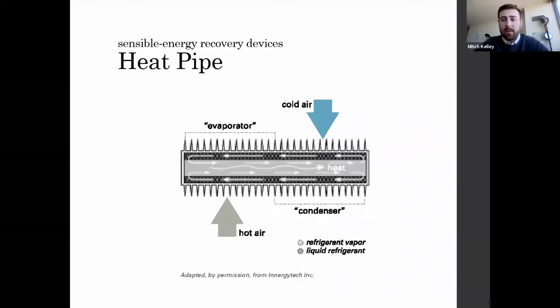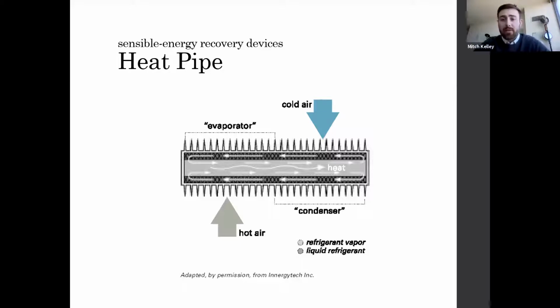So let's take a little bit of a deeper look inside the heat pipe itself. The refrigerant inside the tubes absorbs heat from the warm air flowing over the evaporator end of each tube, causing the liquid refrigerant to evaporate. Because the air flowing over the condenser end of the tube is colder than the air flowing over the evaporator end, the vapor pressure of the refrigerant is higher in the evaporator side.